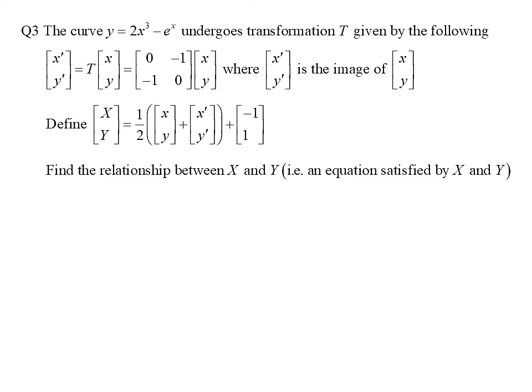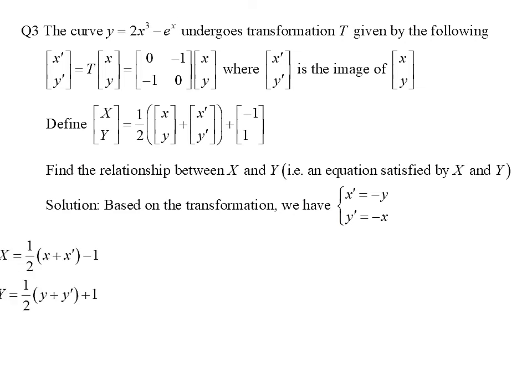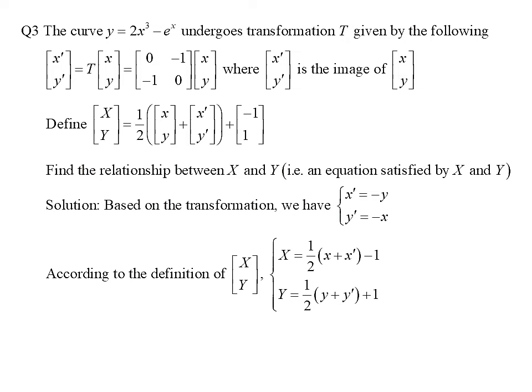Question 3 is a question that involves transformation. The original function is y equals 2x cubed minus e to the power of x. After transformation, x prime equals negative y, while y prime equals negative x. According to the definition, we have the simultaneous equations as listed, and finally we find the relationship between the variables x and y, which is that x plus y equals 0.